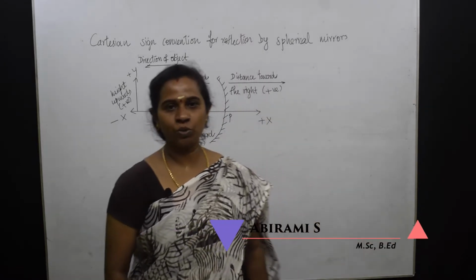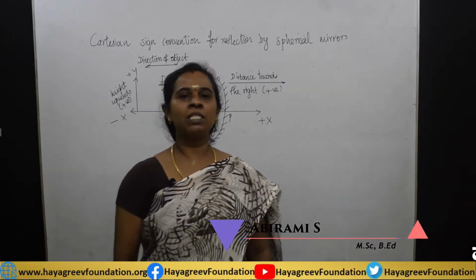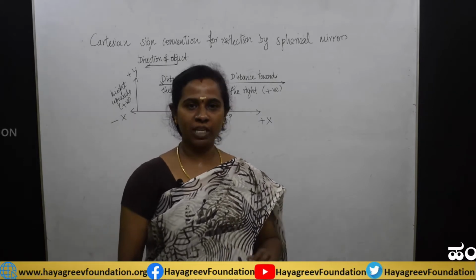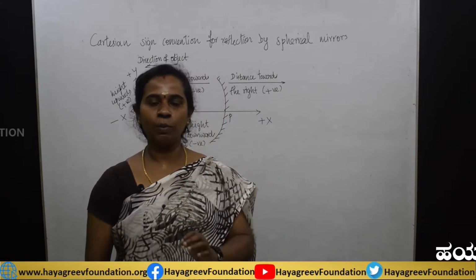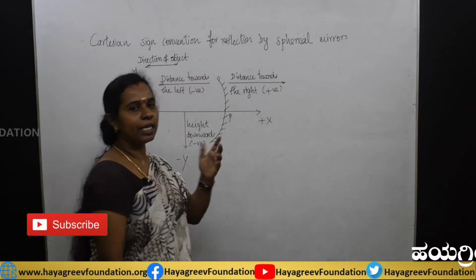Now I am going to discuss the topic Cartesian sign convention for reflection by spherical mirror. It is part of light. This sign convention is very important to solve problems or derive the mirror equation or magnification formula in higher classes.